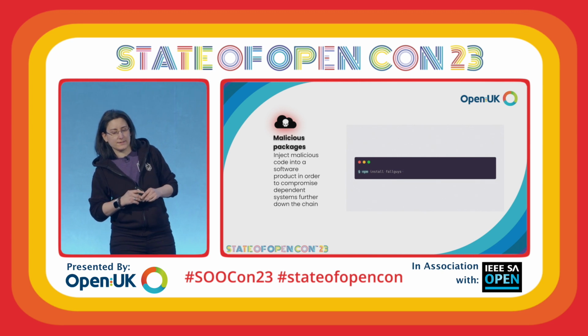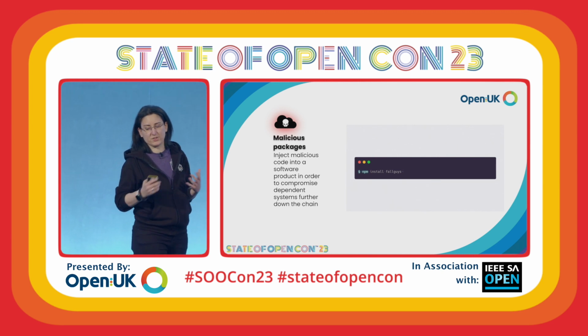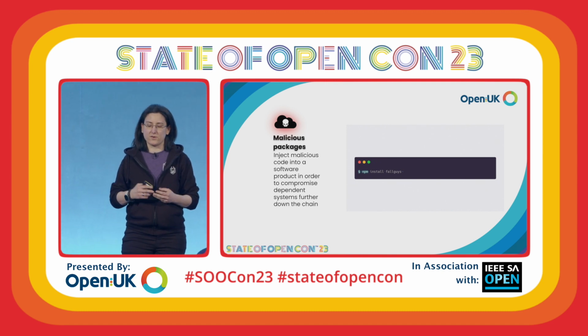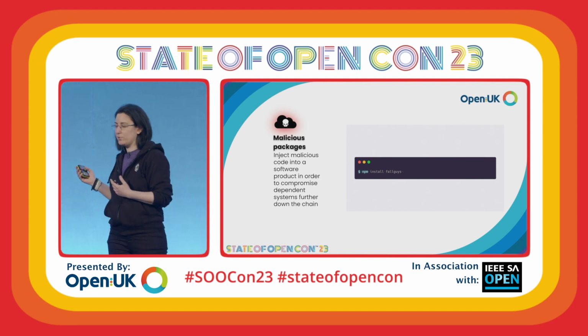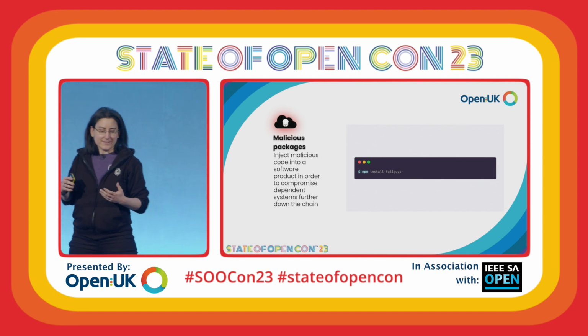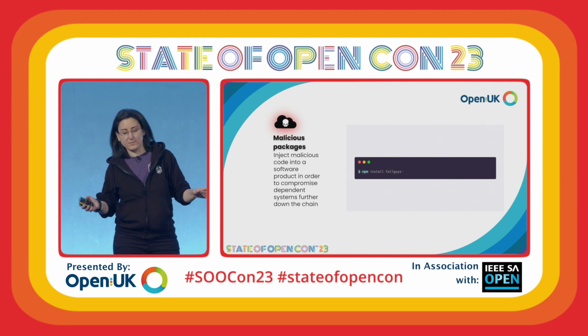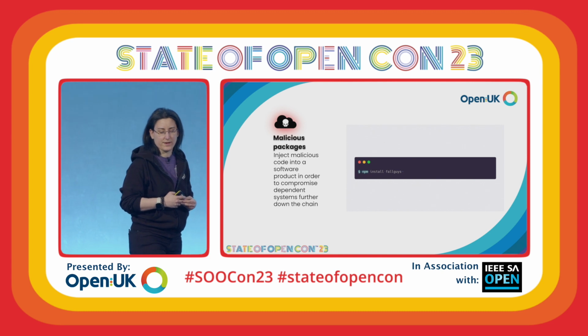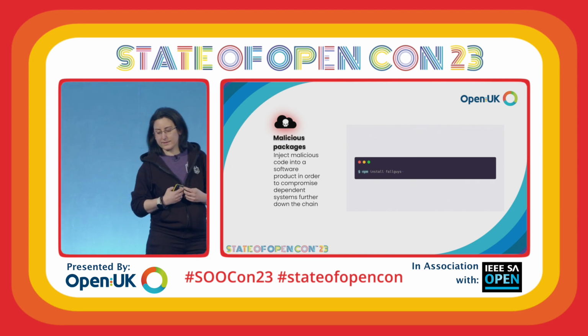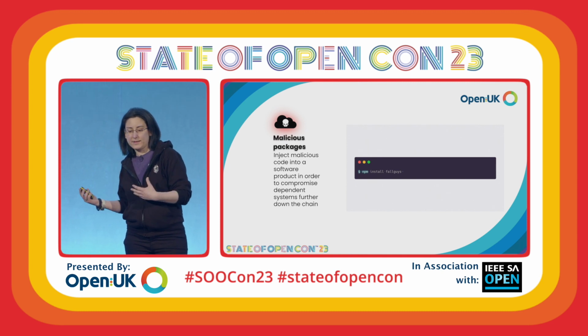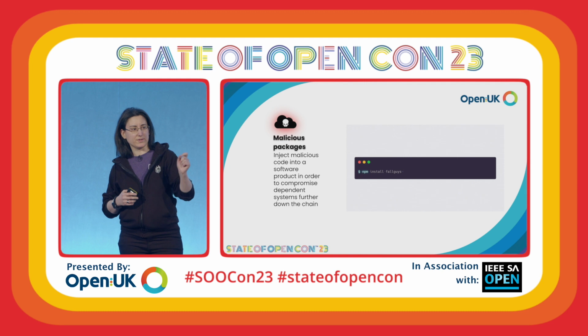Another example is malicious packages, which inject malicious code into a software product in order to compromise a dependent system further down the chain. So in this example, we have a package called Fall Guys, and usually the malicious actor will try to surf on trends. That game was quite popular during the pandemic. And users might think that by downloading this package, they can have an advantage within the game. In that case, this package contains malicious code that attempts to read local sensitive files and exfiltrate information through a Discord webhook. So that was the entry point.